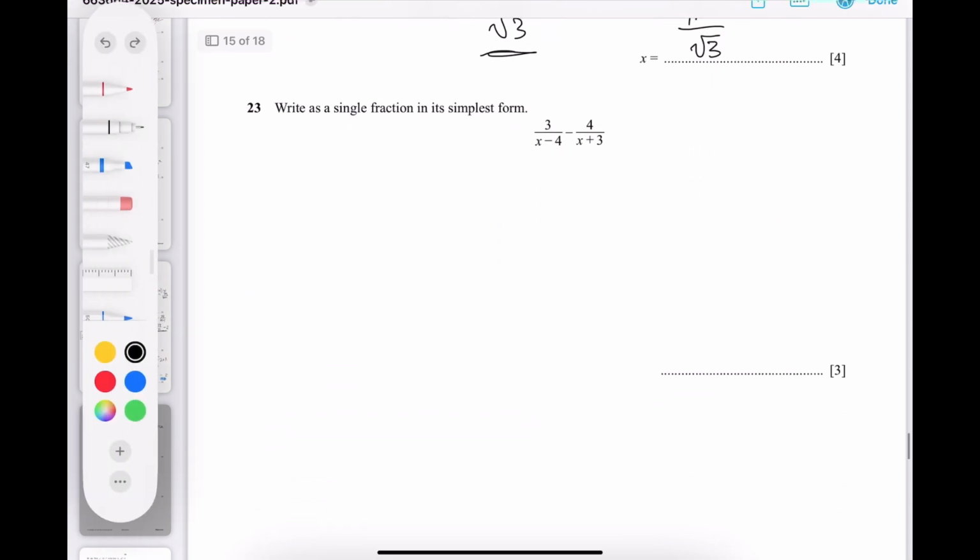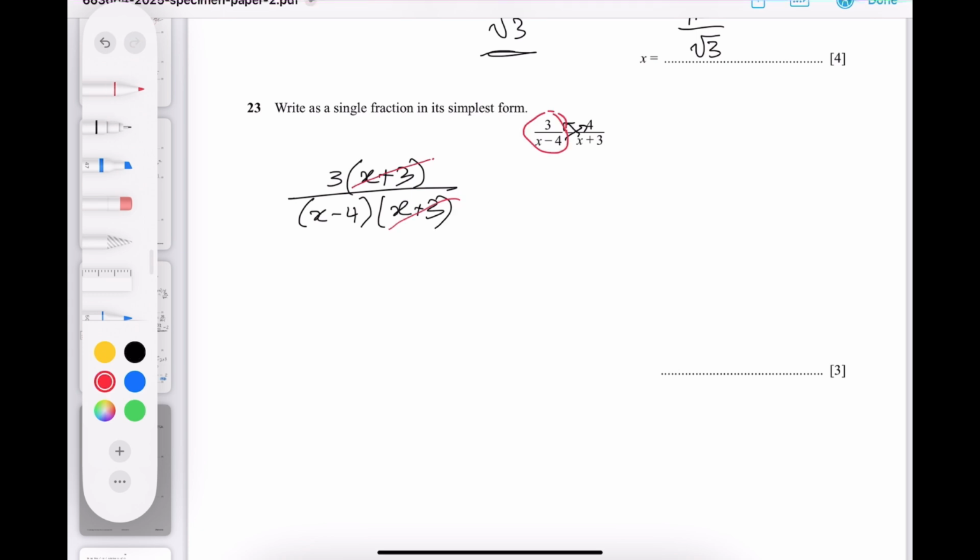But anyways, next question. Write as a single fraction in the simplest form. So the way we do this is we multiply out x plus 3 on the first fraction and x minus 4 on the second fraction. So we get x plus 3 here. And remember to also do the same for the denominator. Because remember, in the end, these two just cancel out to give 1, which is the same as 3 over x minus 4.